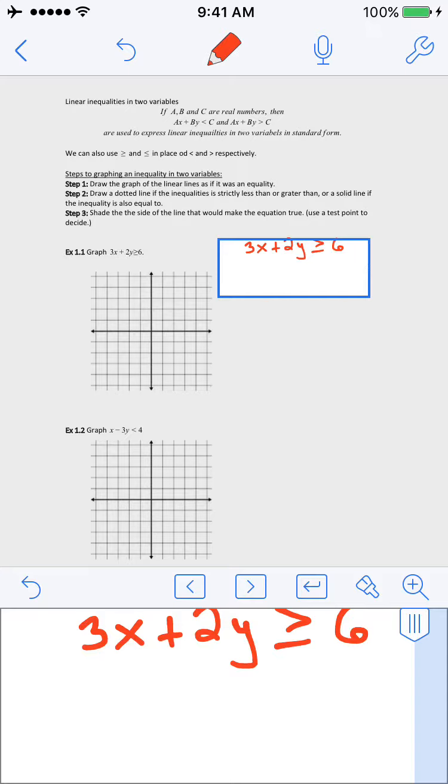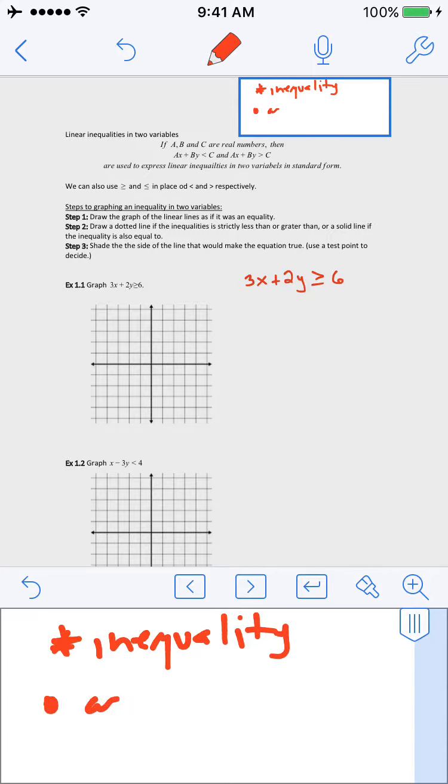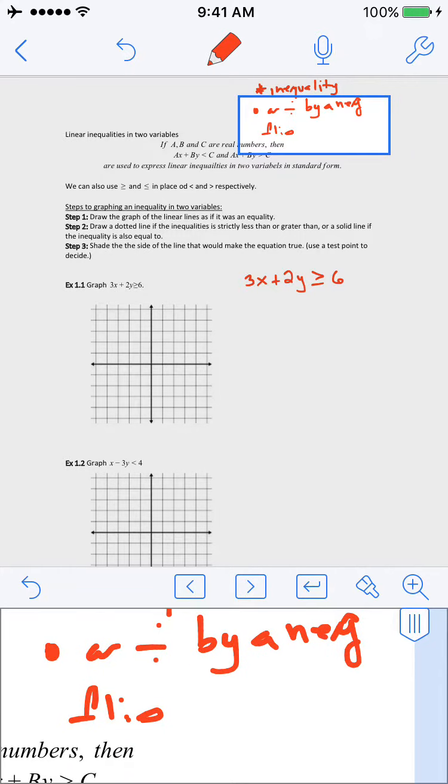The only thing I have to watch out for, and maybe we can put this on the side up here, is watch out, little star, in an inequality, multiplying or dividing by a negative. That's the only other thing that would change how you solve when you're using an inequality versus an equation. All that does is flip the sign around. Let's flip the inequality sign.